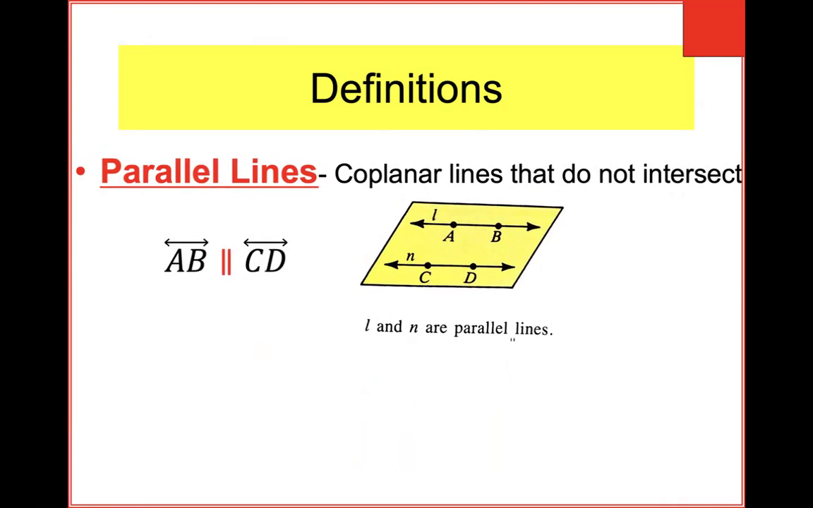We have a symbol for parallel. It looks like railroad tracks, and that's the symbol in red right here. That is the symbol for parallel. So line AB is parallel to line CD. And just remember, background knowledge, they must be on the same plane for them to be parallel.